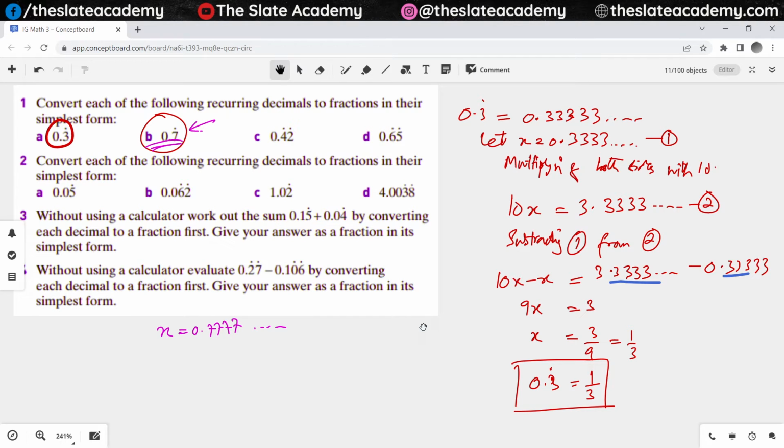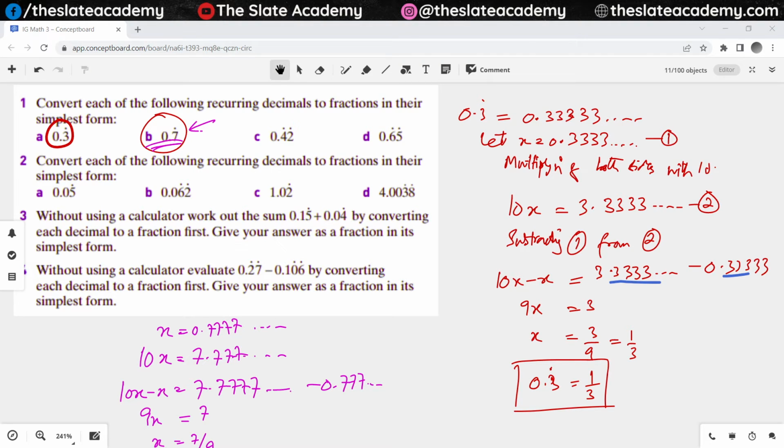No, we first make it 10x is equal to 7.777, and then we subtract the two equations. So we say 10x minus x is equal to 7.777 minus 0.777. Yes, madam, I'll check it in just a bit. x will be equal to 7 by 9.